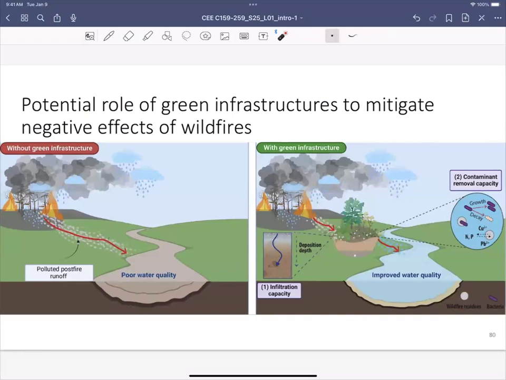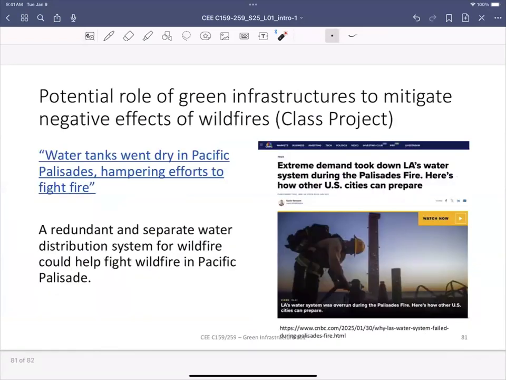Green infrastructure can also provide more water, water that can be used for firefighting activities during intense wildfire. So one example, if I want to show you, is the recent Palisades wildfire. Now you heard this news that because of lack of water, or water tanks running dry, the firefighting activities were not efficient. So why did it run dry, and why did the water not come? The reason is we have water infrastructure that cannot handle high flow rates.